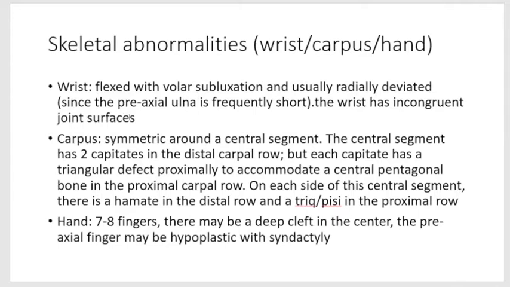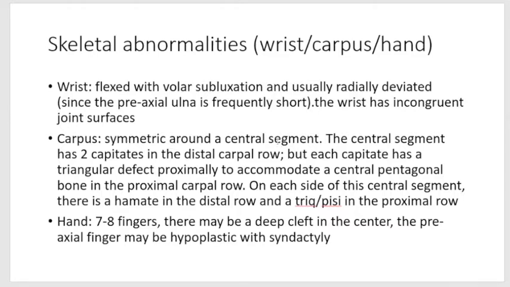The wrist, I think, is a major problem in mirror hand. Very little is written on it in the literature, because the wrist you frequently find flexed with volar subluxation, and it's usually radially deviated. Why? Because the preaxial ulna is usually shorter than the post-axial ulna, and the wrist is completely incongruent. I always splint these since birth in extension and then think what to do about them before 1 year of age. Anyway, but carpus-wise, amazing symmetry around the central segment.